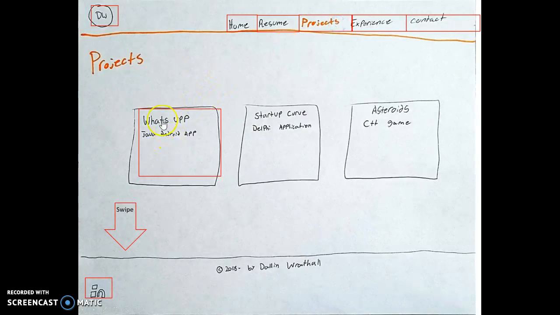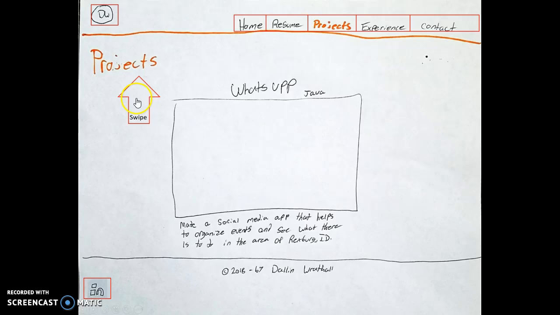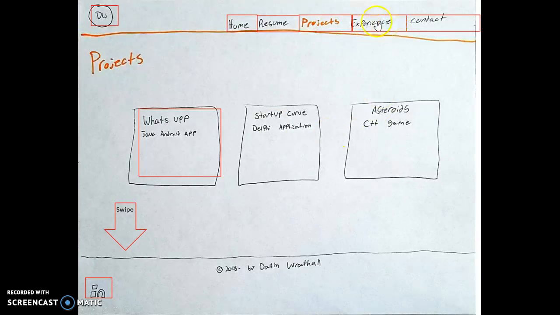They can go to projects. That gives a brief overview of each project. That way they can find the one they want instead of having to scroll through each one. But if they want to scroll, they are also able to scroll. Takes it to the same spot.